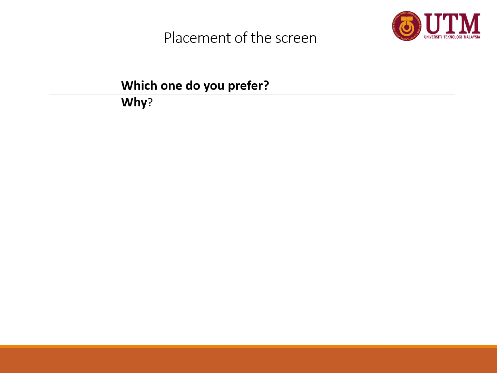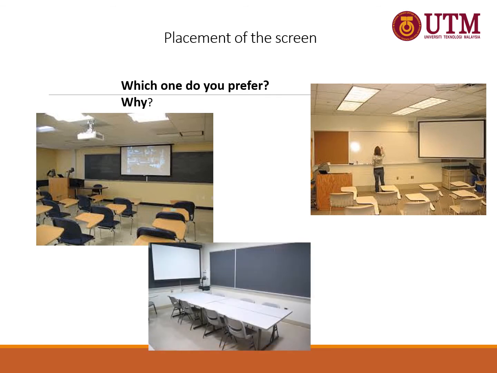So an example of placement of the screen, which one do you prefer? We have the one in the corner, and then we have the one in the middle, and then we have one in the corner, but this is actually a small class, so it's considered to be in the middle of the class. I personally prefer the one in the middle, because students are going just to naturally look ahead. They don't need to turn left or right during the class.